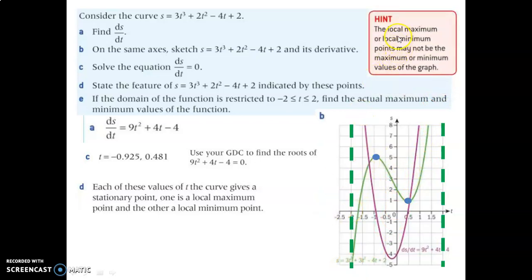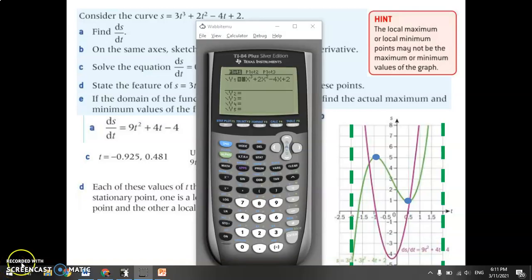So here's a hint for you. The local max and min points may not be the actual max min points of the whole graph. So now these are called local max min, and we have these now other max min points. So let's find them. How do we find those? What I did, I entered the function, and now I'm going to graph it. So here's the graph, looks like this green one here.